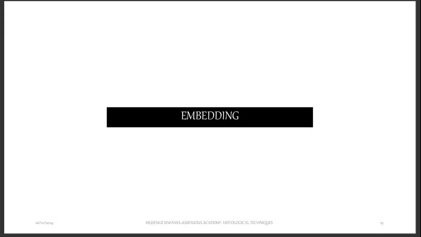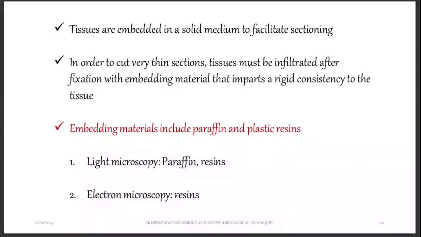And so that now takes us to embedding. So embedding, the tissue is embedded in a solid medium to facilitate sectioning. Embedding means you are trying to make sure that a solid penetrates, enters the tissue, so that it can be easy for that tissue to be cut, because when you get a tissue from the body, it is soft. You can't cut or deal with something that is soft.